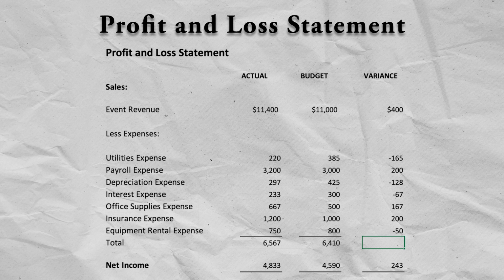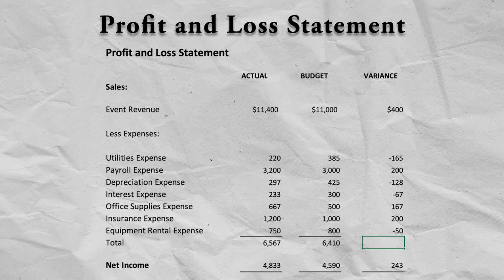This statement serves to summarize a company's revenue and expenses over a specific period, ultimately showing whether the business made a profit or loss. We had a favorable variance in event revenue due to an event that ended early. We had favorable variances for utilities, depreciation, interest, and equipment rental, due to not going over our budget and staying on top of our numbers.